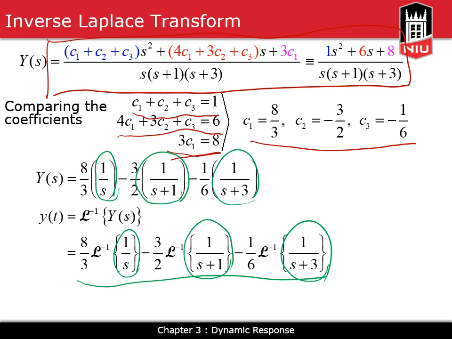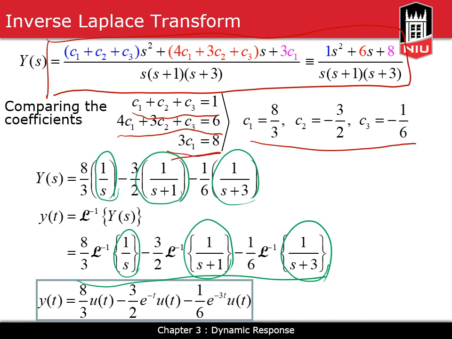So by replacing a with 1 or with 3, we can find what is the inverse Laplace transform. So go to next line. Inverse Laplace transform of 1 over s is u of t, that is the step function. Inverse Laplace transform of 1 over s plus 1 is e to the negative 1t.